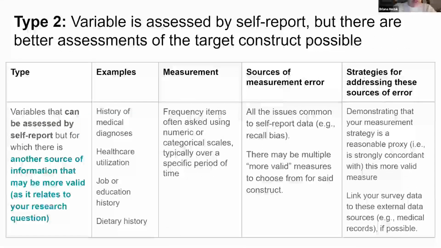You can compare that to the second type, which is a variable that can be assessed by self-report, but for which there is another source of information that may be more valid as a measure of that construct as it relates to your research question. An example would be a history of medical diagnosis, right? I could ask you, have you ever had diabetes, right?